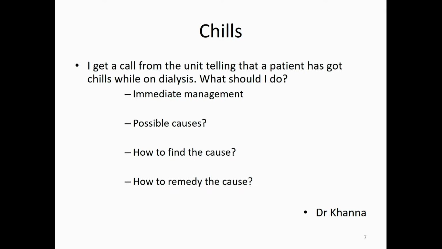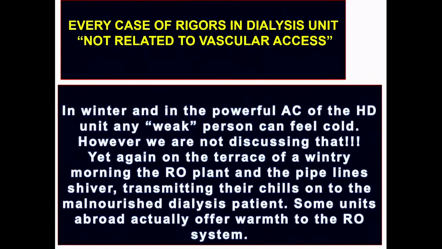Since I'm getting old, I thought I'll make some slides so that I don't forget certain points. So first thing you have to remember is every case of rigors in a dialysis unit is not always related to vascular access, but the antenna should be high. The first thing that should come to your mind is vascular access, because it can lead to repercussions which could be dangerous.